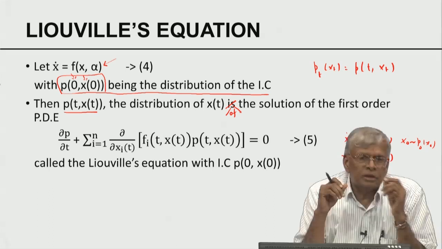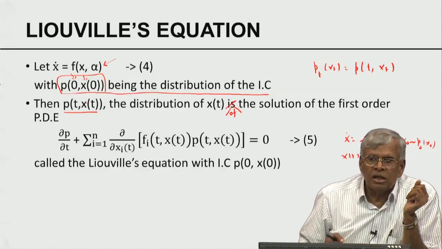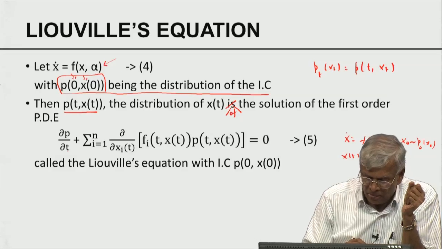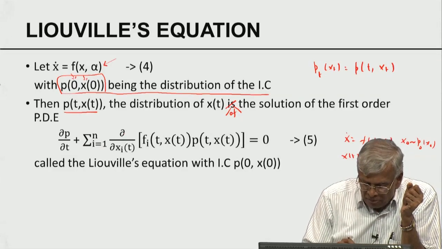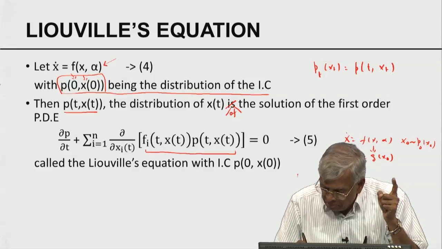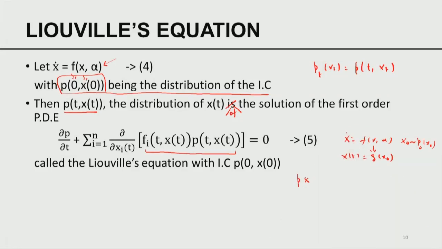I'm not going to derive this, but it can be shown that pt of x of t is given by the solution of a partial differential equation: the partial of p with respect to t plus the summation from i equal to 1 to n of the partial of the product fi times pt. Now p is a scalar function. Please remember, p is a probability density function defined on R cross R^n to R. So p has a first component time, a second component x, which is a vector, and the value of p is always a scalar. The probability is a number between 0 and 1. We all know that, and the integral of the probability must be equal to 1.